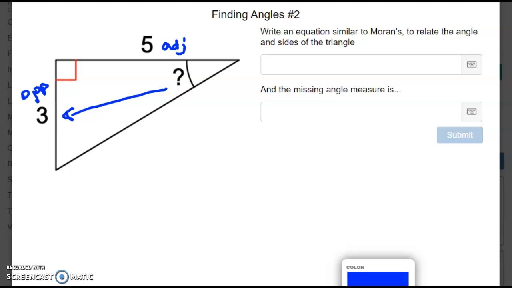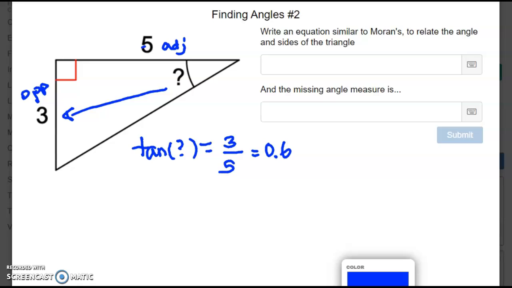So which is the trig ratio that deals with opposite and adjacent? That's tangent. So we know that tangent of some angle, so we're going to put a question mark here. I could use theta instead, but for now, since it's labeled as question mark, I'm going to do this. It's opposite over adjacent. So opposite is 3 and adjacent is 5. And 3 over 5 is the same as 0.6.